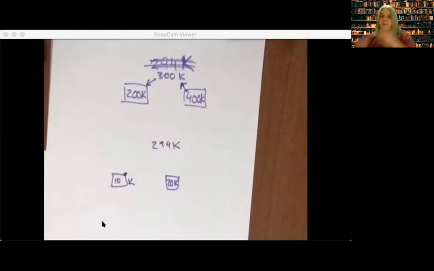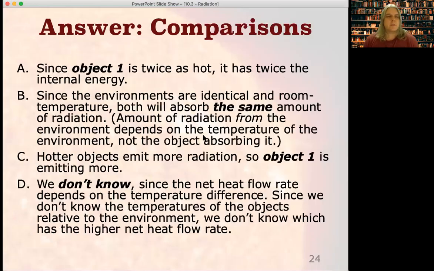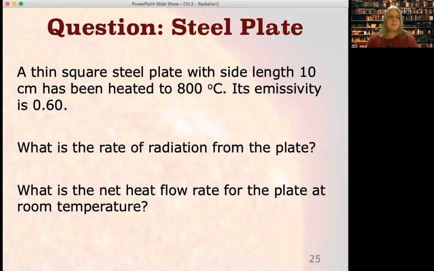So the point is you can actually get any scenario out. It won't necessarily be the hotter object that has the greatest magnitude net heat flow rate. Hopefully I've managed to convince you of that with my ramblings there. So back to the questions. There's the answers. Next question, steel plate.